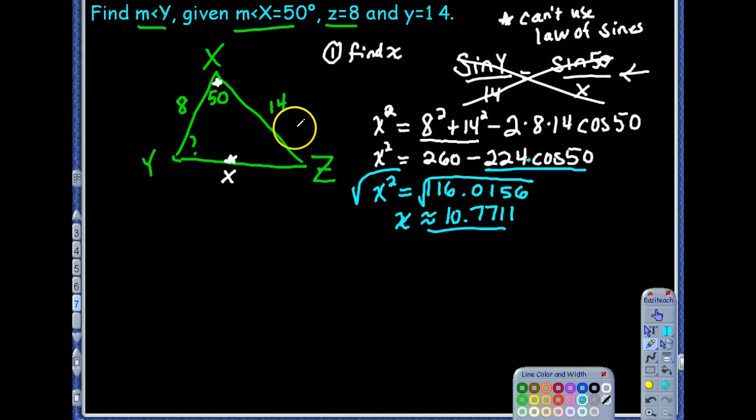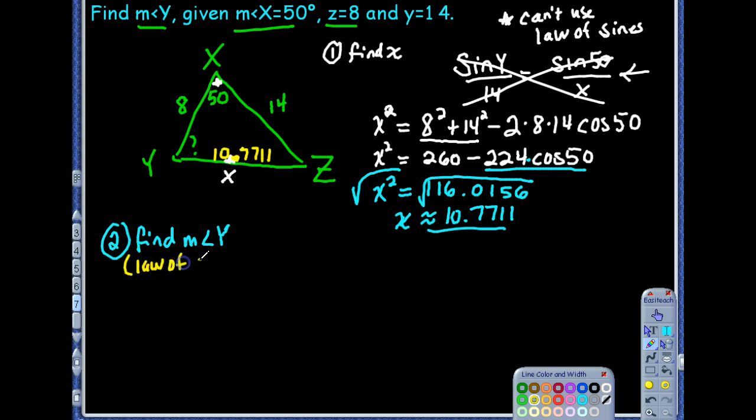Now, the second thing is we're going to find the measure of the angle. So we're going to actually find the measure of angle y. Now I'm thinking I can use law of sines because I now have 50 with its opposite, the 10.7711. And I have the 14, the side across from the angle y. I love it. It's a little bit easier to use when I've got the right pieces, and I've got all the right pieces. So this is one, guys, when you have to find something else, you can then go ahead and use law of sines for that next step. So let's use law of sines.